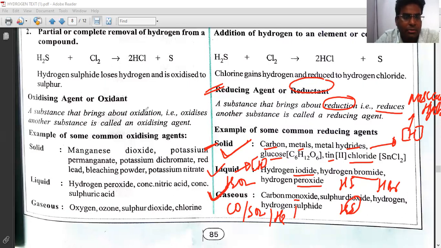Okay, so this is nothing more than that: reducing agents are the agents which produce nascent hydrogen. Okay, this is just a simple example, a simple concept. Okay, write the example and definition.